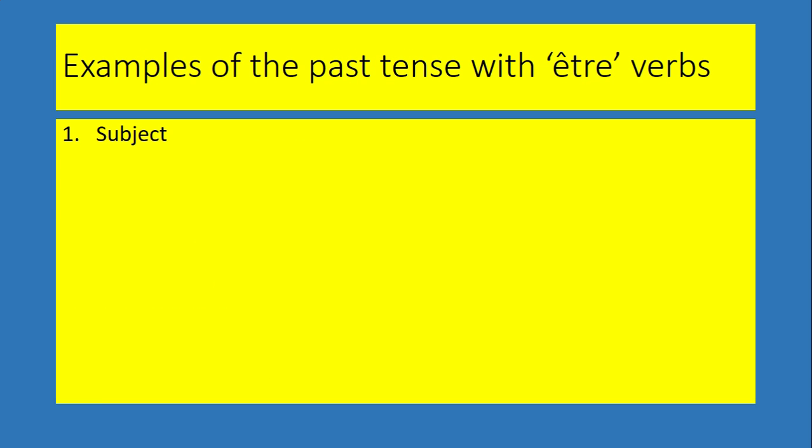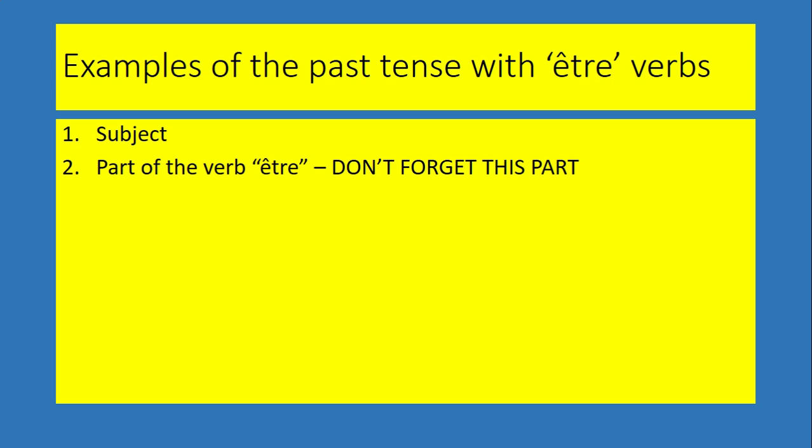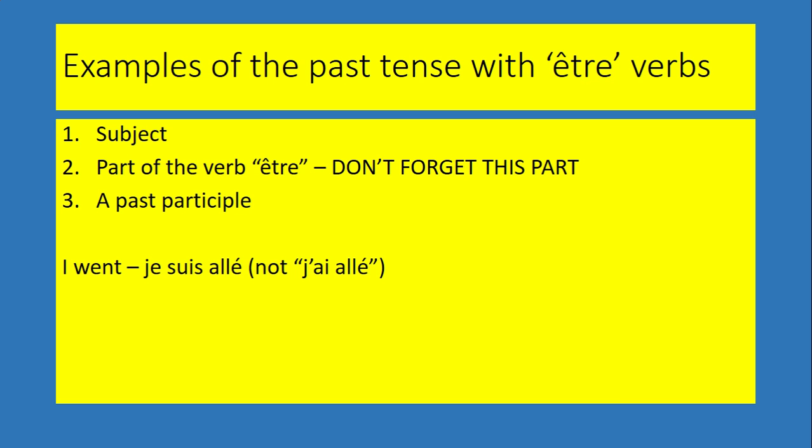So here are some examples of the past tense with être verbs. Remember, subject, part of the verb être, and a past participle. So I went. Following the regular rules, you would expect it to be j'ai allé. Remember the past participle é accent, but it's not j'ai allé, it is je suis allé. You arrived, you would expect it to be tu as arrivé, but it's not, it's tu es arrivé.